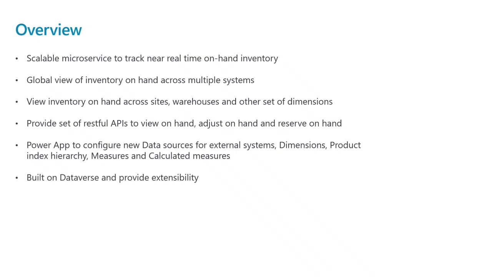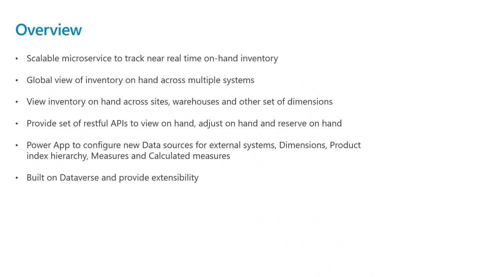Inventory visibility has a component with the Dataverse as well. So as part of the Dataverse and Power App, you can basically configure your data sources, which actually correspond to your external systems. And as part of these data sources, you can configure dimensions, product index hierarchy, measures, as well as the calculated measures. And since it is built on top of Dataverse, you have an option to even sync the inventory on hand data from inventory visibility to Dataverse, and you can build Power BI, Power Automate, and Power Apps on top of Dataverse tables as well.